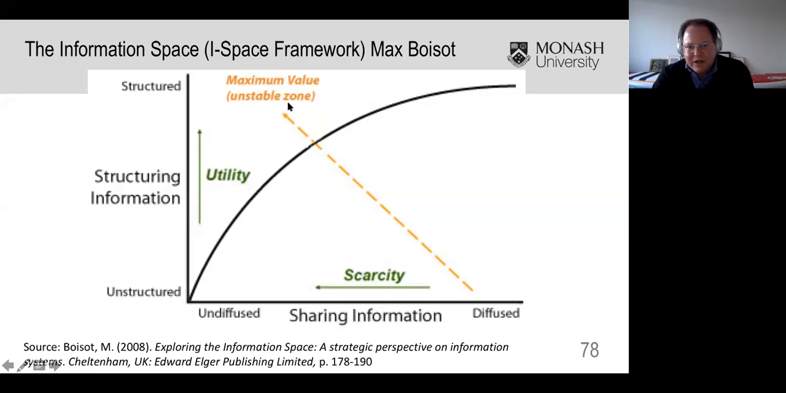So what does it mean for us? Can anybody help me translate this? Okay, what does that mean? Anybody?